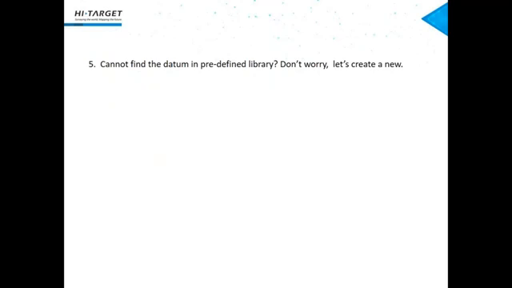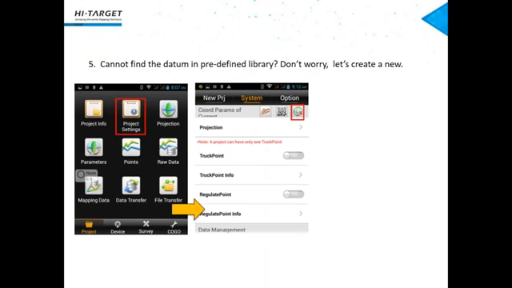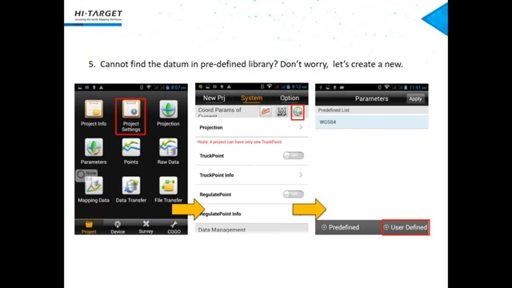Okay, sometimes maybe you will find that in the datum library, you cannot find the predefined datum. So don't worry, we can create it ourselves. First, we get into the project settings interface again and press the Earth-like icon, and then we press user defined. And then you will get the projection setting interface and input a name here.